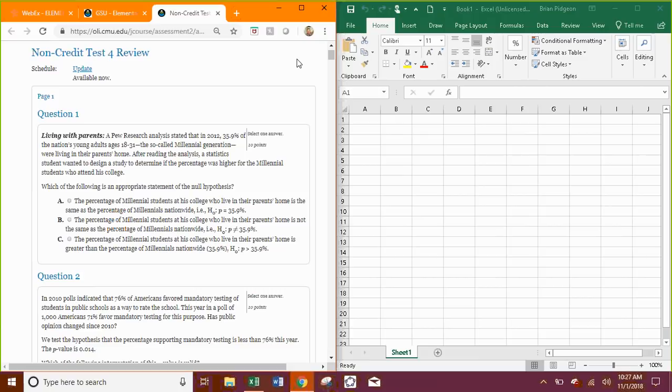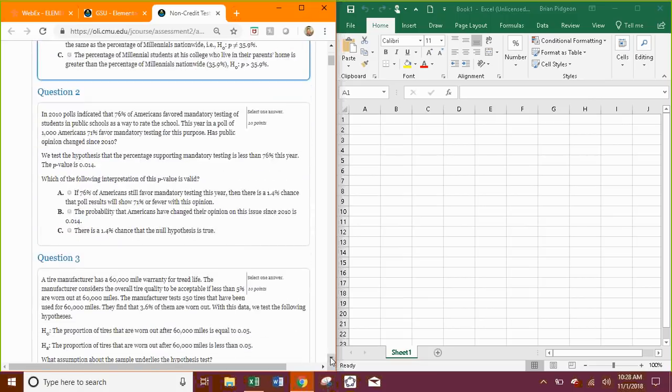So, a Pew Research analysis stated that in 2012, 35.9% of the nation's young adults, millennials, were living in their parents' homes. After reading the analysis, a statistics student wanted to design a study to determine if it was higher. Which of the following is an appropriate statement of the null hypothesis? Well, because our initial research, the Pew Research study, claimed 35.9%, that's what our null hypothesis is going to be. The null hypothesis is the result based on another survey. It's your initial baseline, so to speak. So we would say that his null hypothesis is that the percentage of the millennials at his college who live in their parents' home is the same as the millennials nationwide.